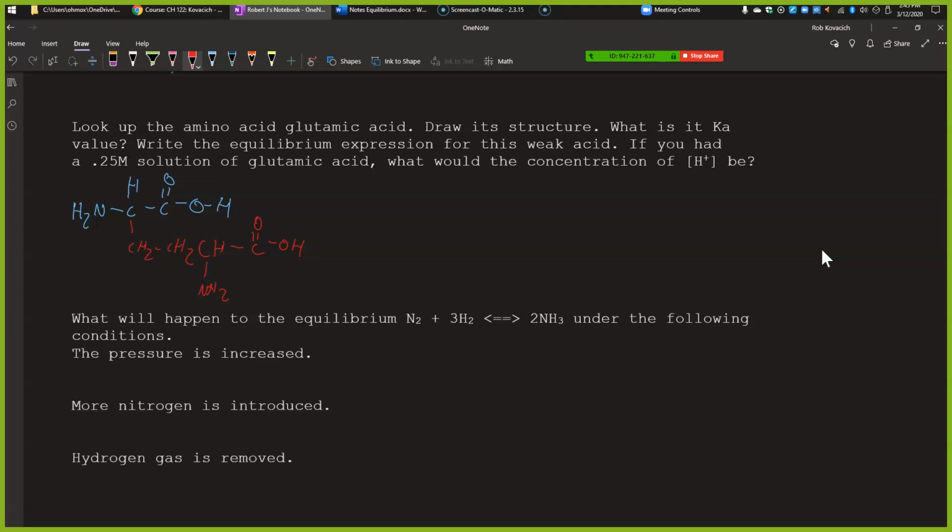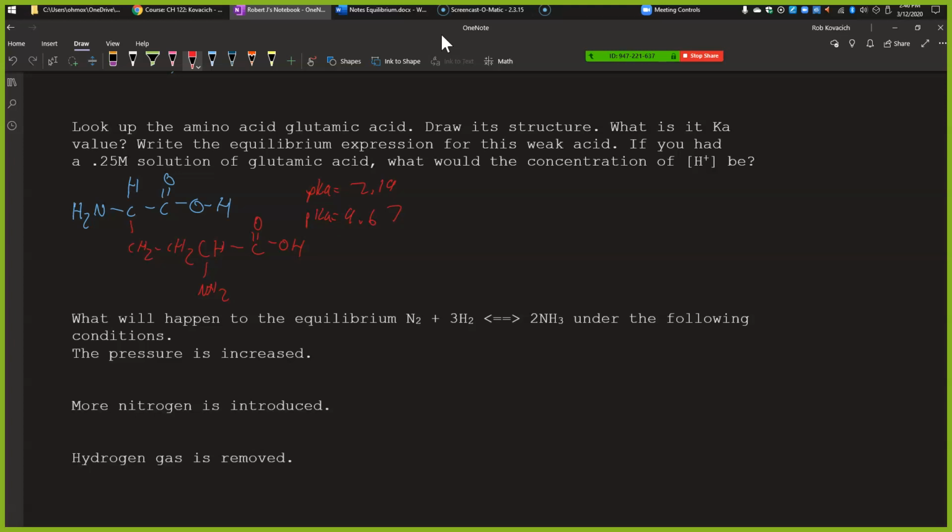All right, so what do we have for Ka for that? There's a 2.19 and a 9.67. Okay. If you had glutamic acid, what would be the concentration of HB? Okay, so these are pKa values. I'm sure if you looked hard enough, you could find a straight up K value for that.